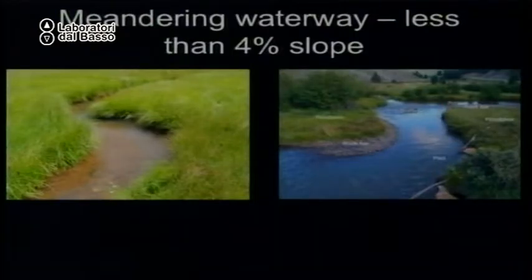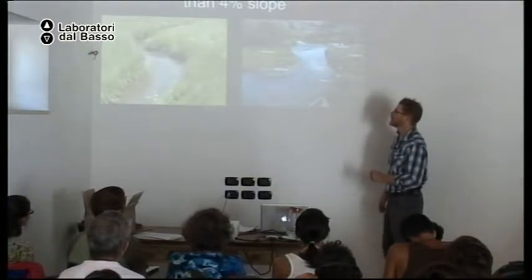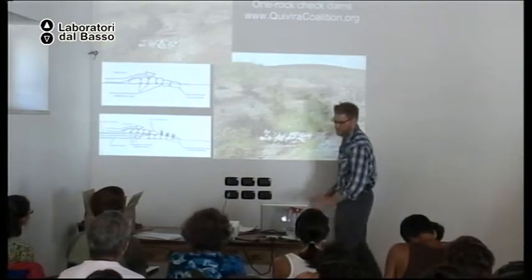Okay. Because we want to get back to a meandering waterway. And when we have less than a 4% slope, the way a water channel slows its flow is by meandering instead of running straight. Okay, let's skip by that.